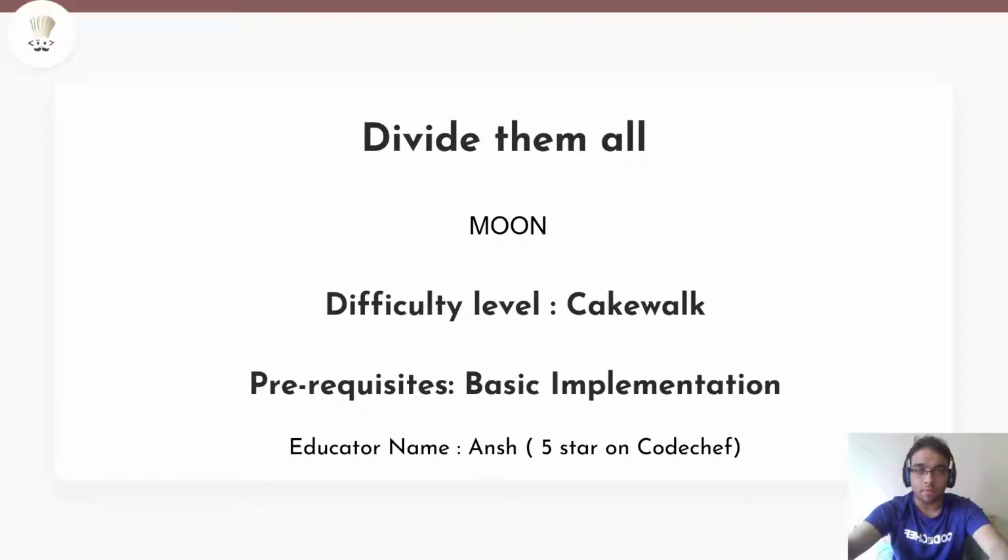Today we're going to be solving the problem Divide Them All. The difficulty level for this problem is cakewalk and the prerequisite required is basic implementation.